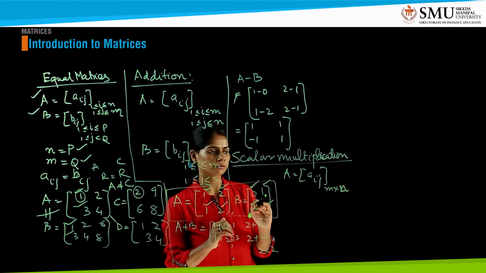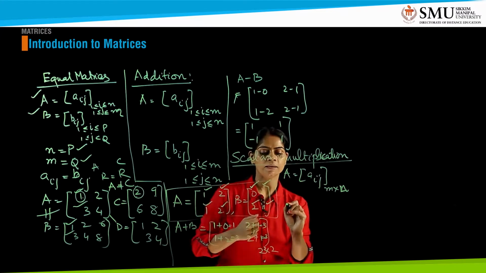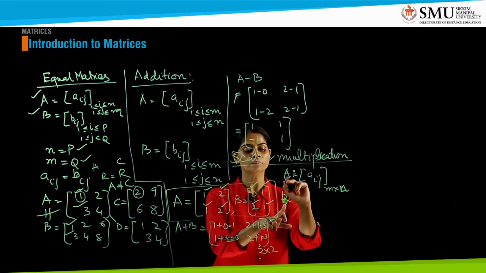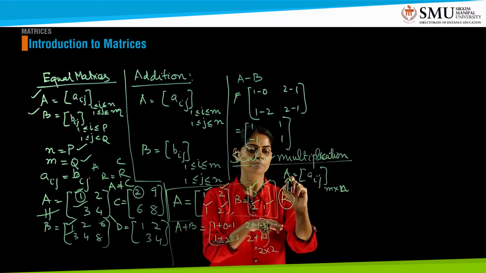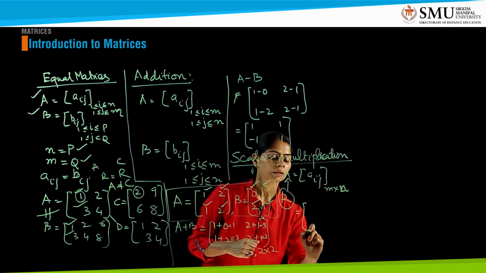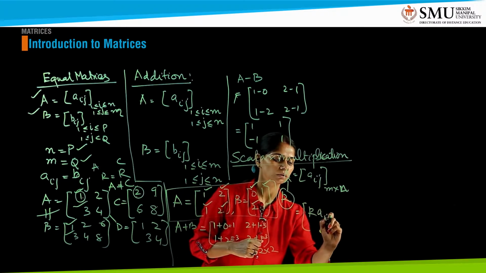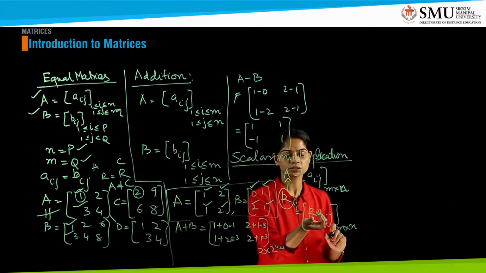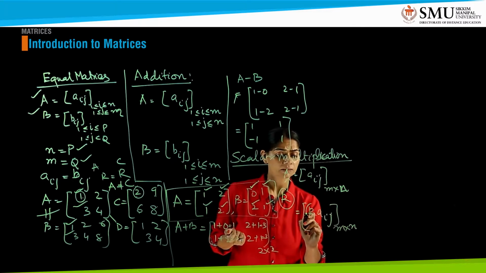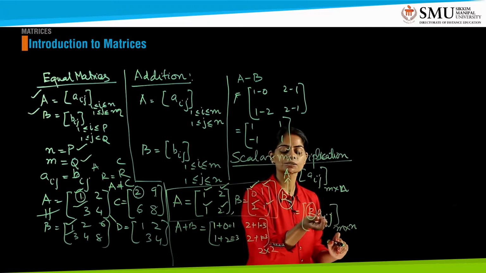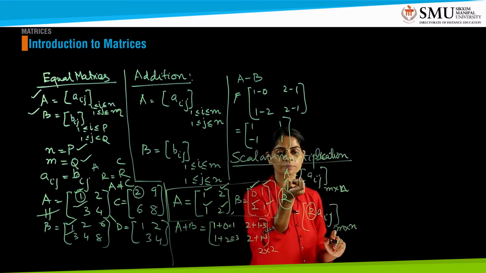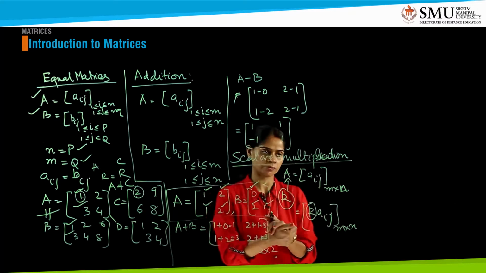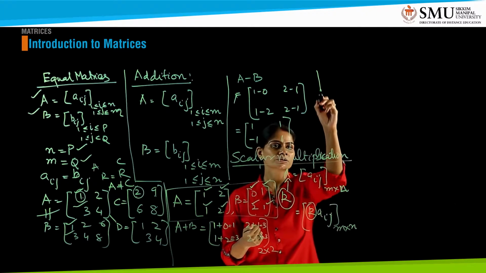So, if you have any matrix of order m cross n and k is any scalar quantity, then if you multiply this scalar quantity with that matrix, the matrix takes the form k Aij of the same order m cross n. What do you mean by k Aij? k Aij means this scalar quantity is multiplied to each and every element of the matrix A. If I am saying that it is multiplied to each and every element of the matrix A, what do I mean? Let us consider this example.